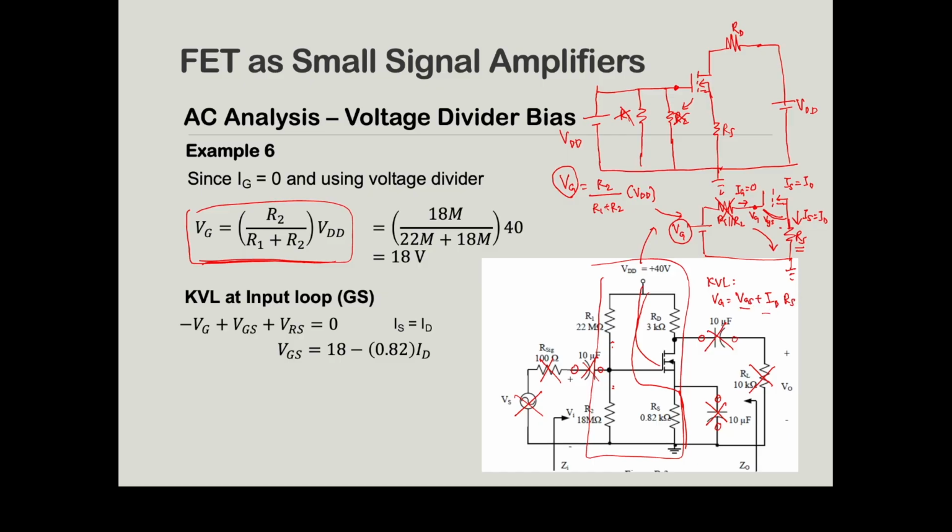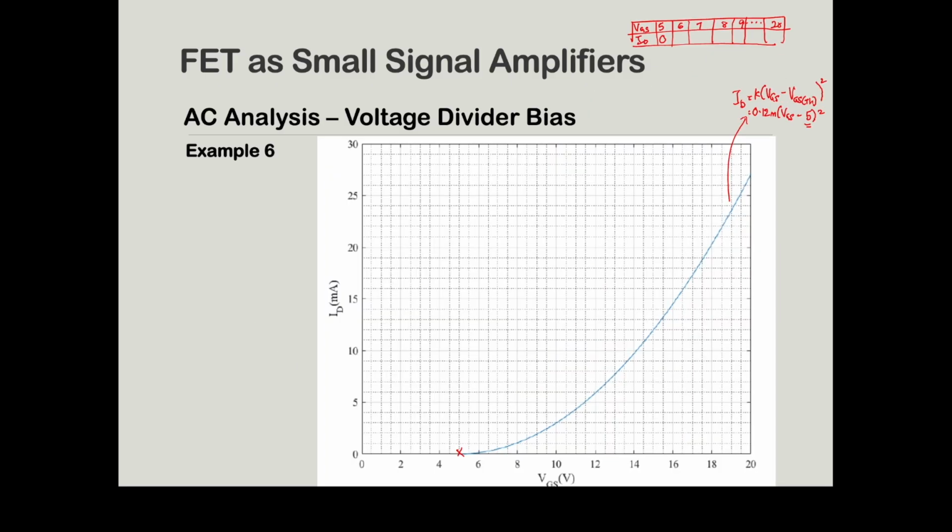VGS plus ID RS. Since the value of VGS we don't know, and the value of ID we don't know, but we know the value of VG, the equation can be rewritten as VGS is equal to VG minus ID RS. I hope you are very clear with this. Now based on this equation, we want to plot the load line.